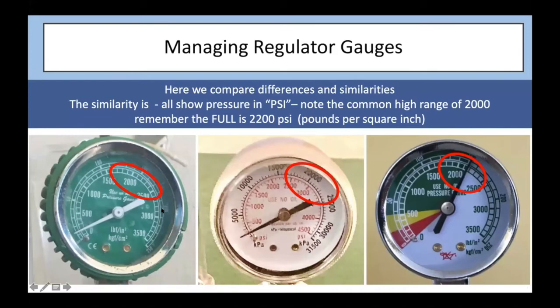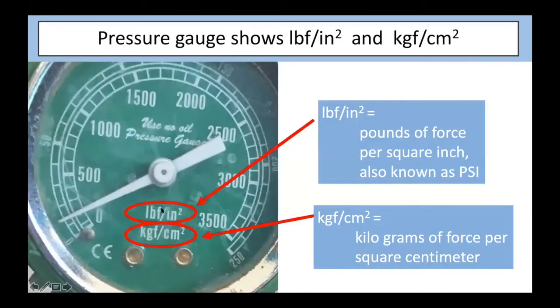I want to talk about managing gauges for the regulators just for a moment, because they're different. Here we compare the differences and similarities. The similarity is that all show the pressure in PSI. They all will, around the world. But these different gauges also have different nomenclature for different indicators. The most common is that they all will show 2,000 PSI, and you can see that on each of the gauges. But some pressure gauges show also in kilograms.